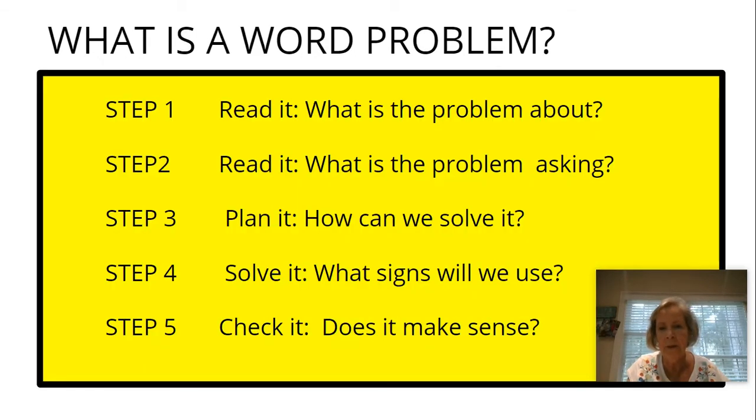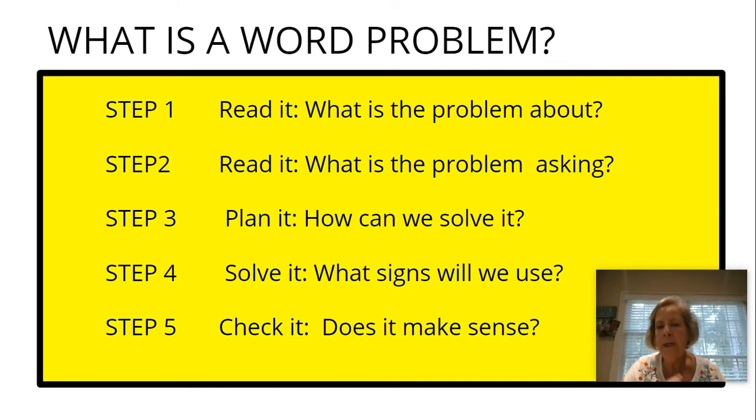But what is a word problem? A word problem is a story that asks a question. And you have to read the story first. Rule number one, step one, what is the problem about? So read it carefully and think about it as you read it. Step number two, what is the problem asking? What do they need to know?